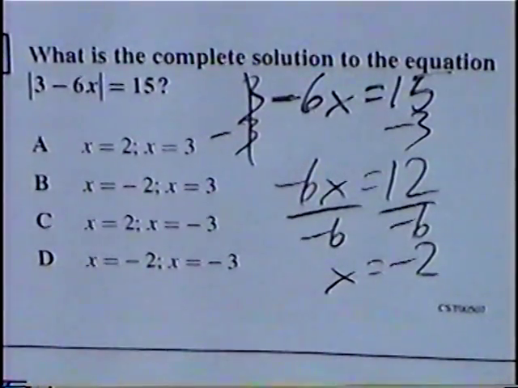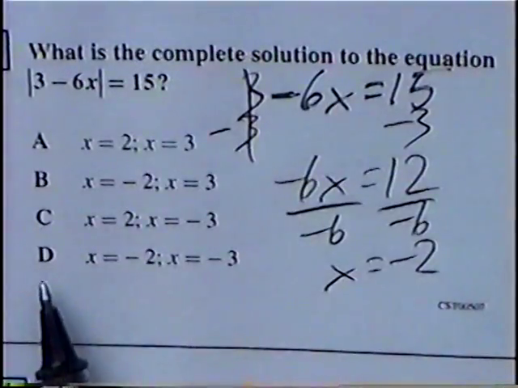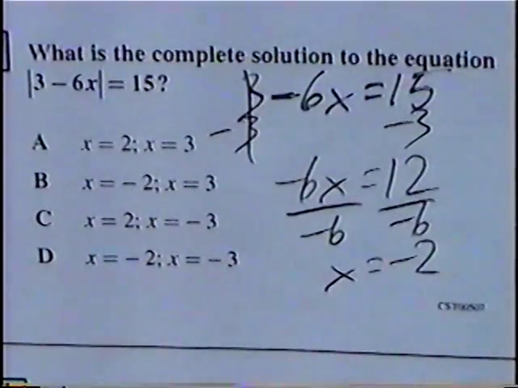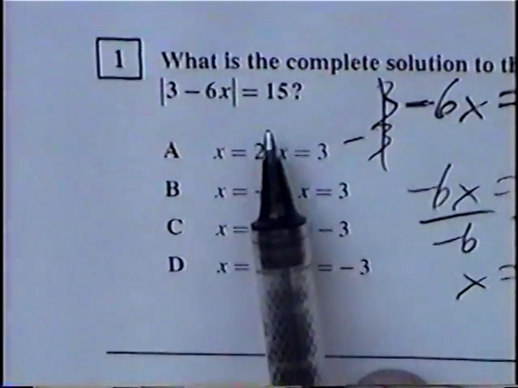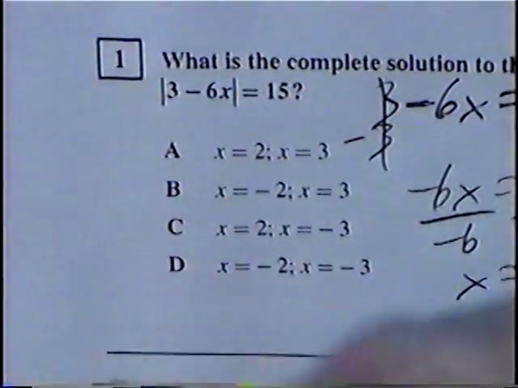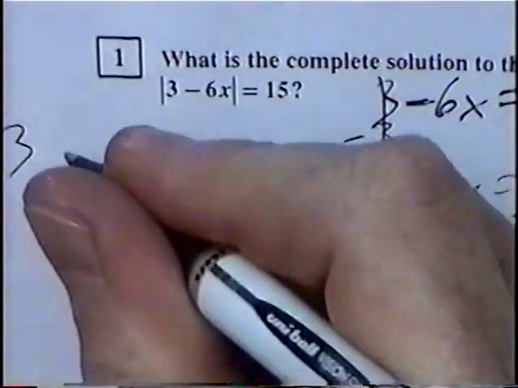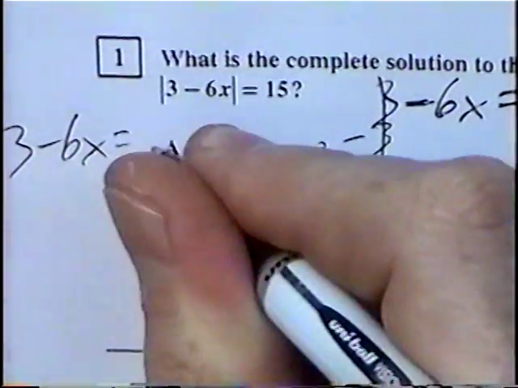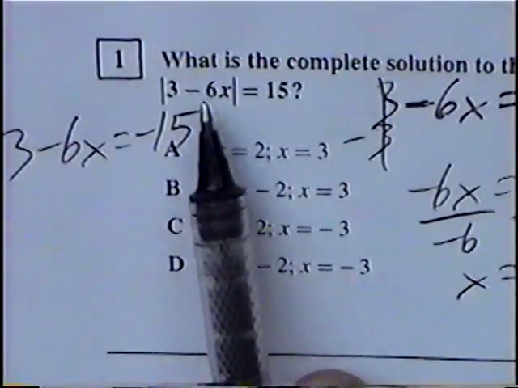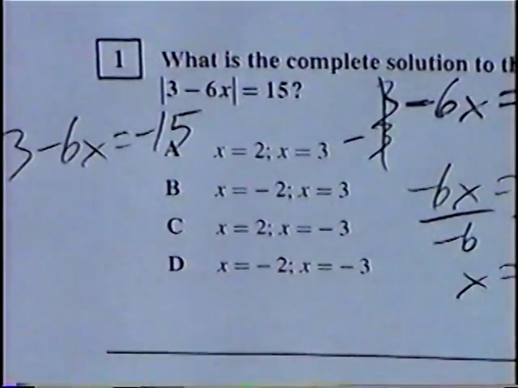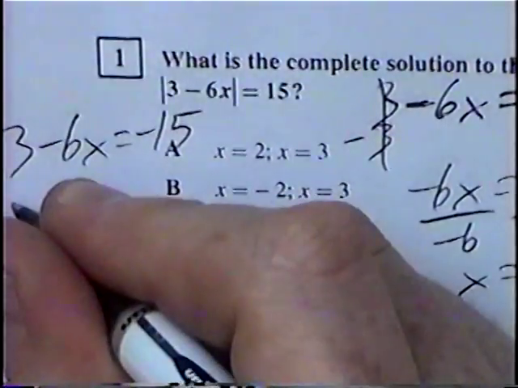There are two answers with negative 2. Letter B has negative 2 and D has negative 2. To solve the second answer, we can take the same absolute value and set it equal to the opposite, or negative 15. 3 minus 6x equals negative 15, and that's because if the absolute value is negative 15, taking the absolute value would still be positive 15.